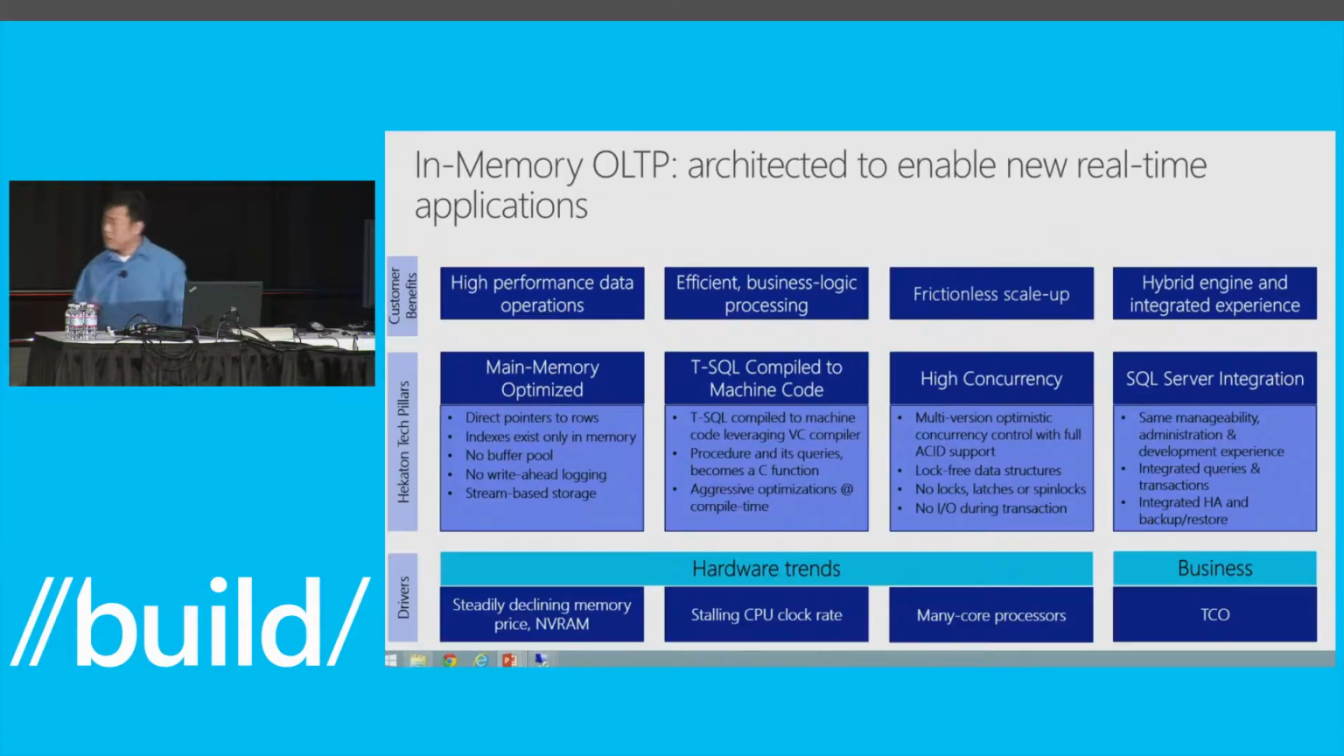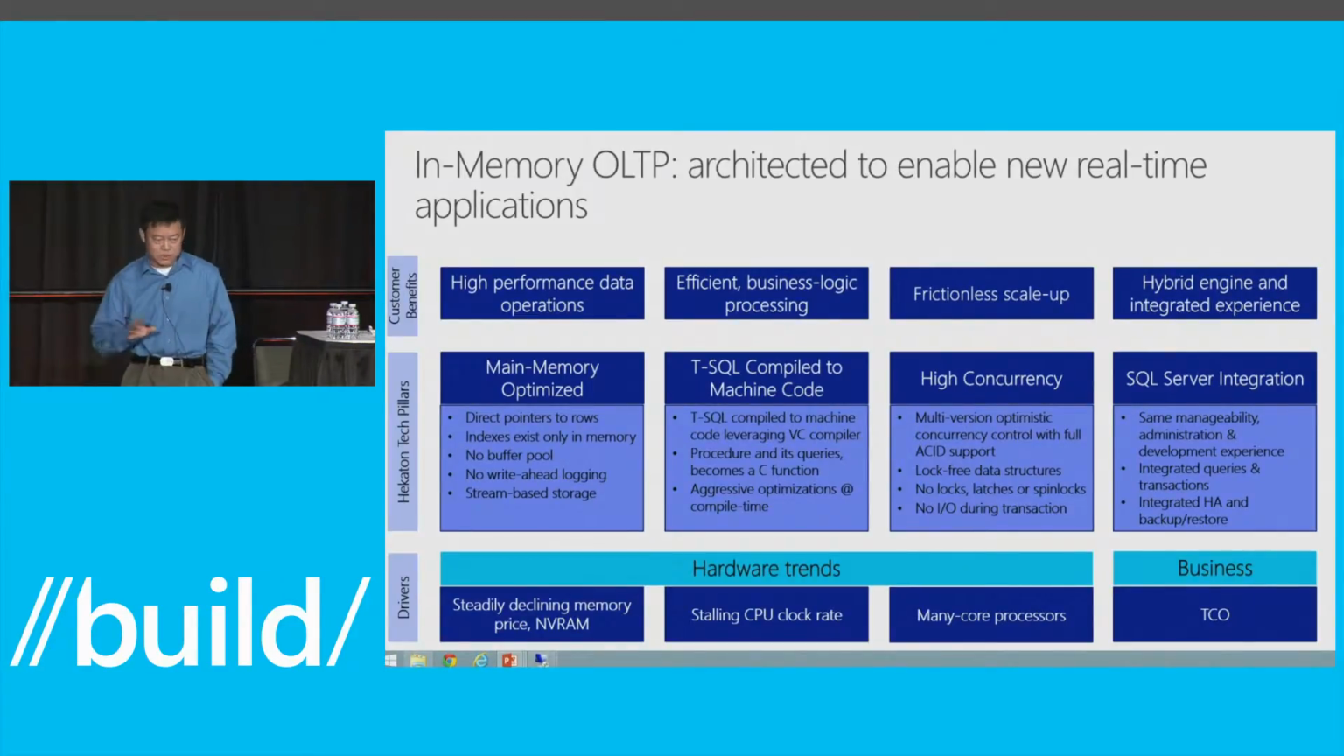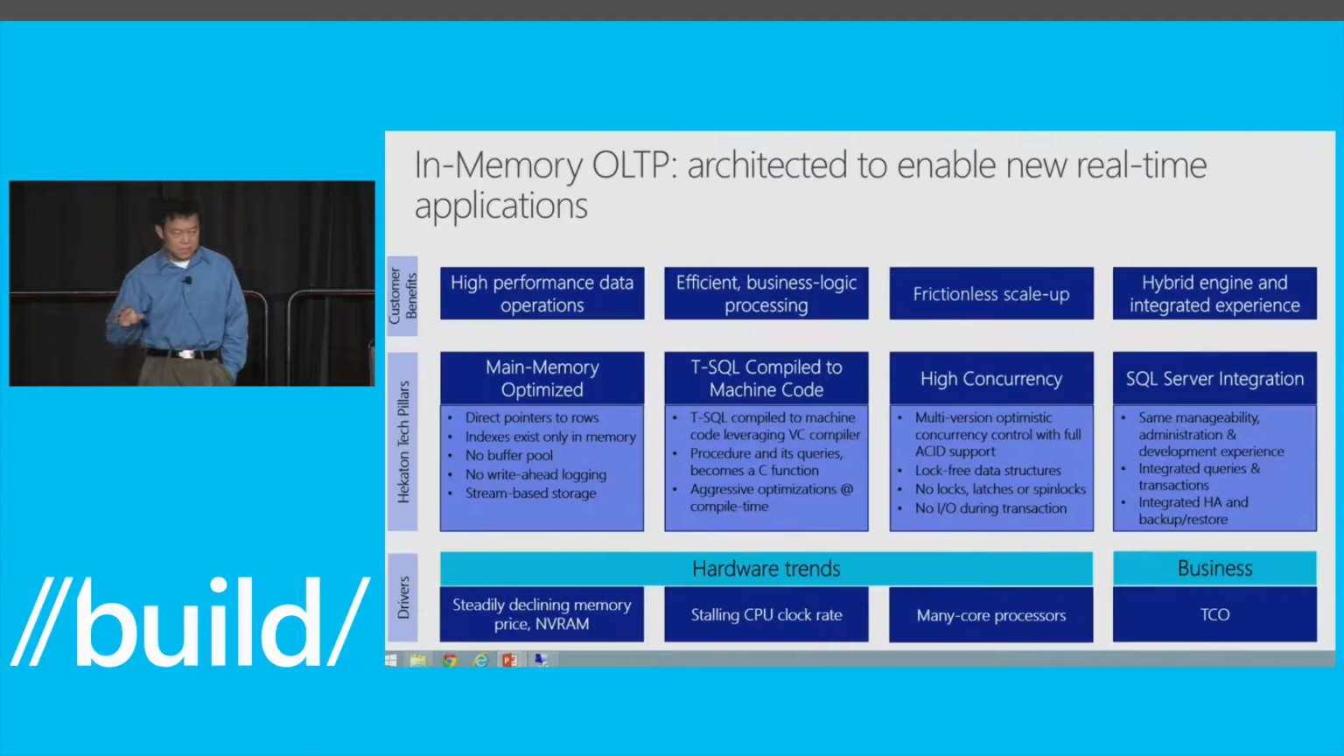So this is a relatively dense slide. Don't try to race through the details. I will just talk about what the idea is and highlight one or two things in each of the columns. So the bottom are the drivers, why we do certain things, right? The top are the customer benefits. The middle is what we do as the core engine design.